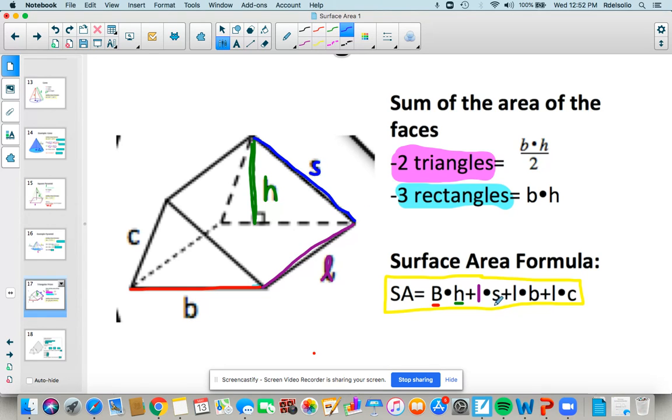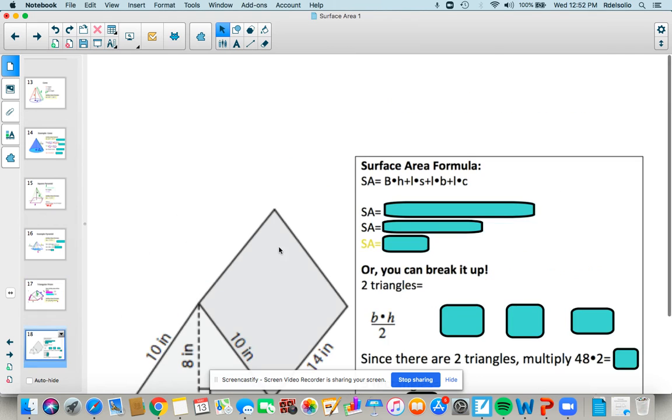We have L again, B again is the base, L again is the slant height, and then C. I think I used all the colors. To repeat, C is right here. Okay. So you can use this visual to help you when you're solving, just so you know which number goes with which part of the triangular prism. But let's look at an example.